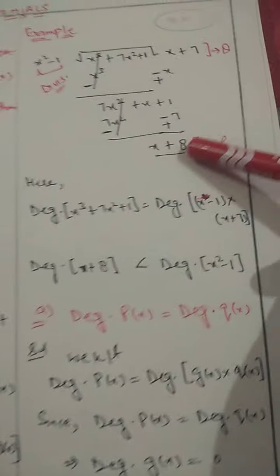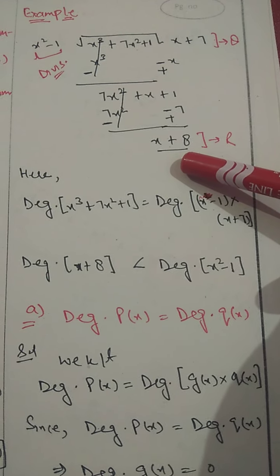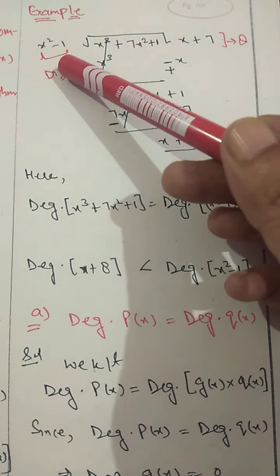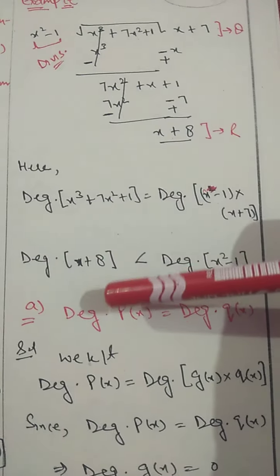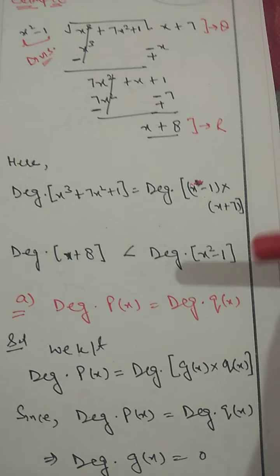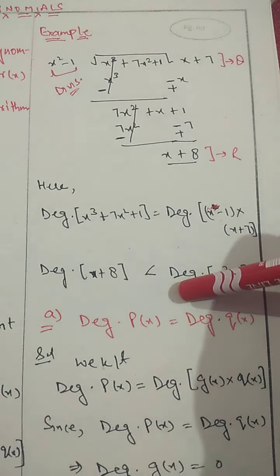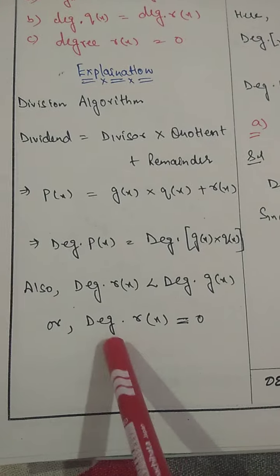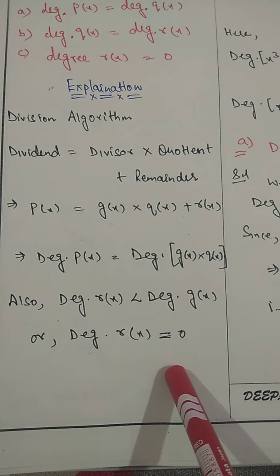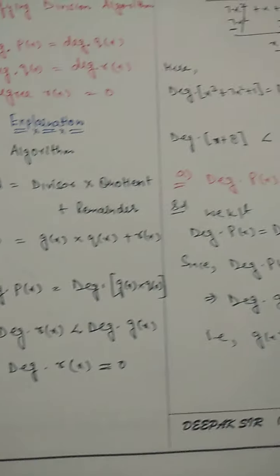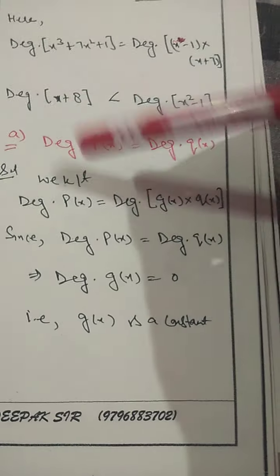And also from here we find that the degree of the remainder is 1, which is smaller than the degree of the divisor, that is, the degree of x plus 8 is smaller than the degree of the divisor. With the help of this example, we have proved these points which we obtain from the division algorithm. Now let us go for the question.